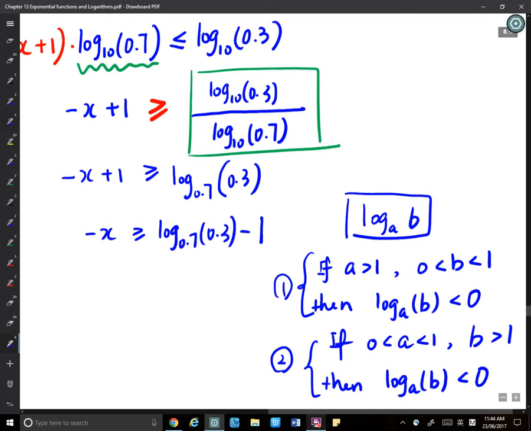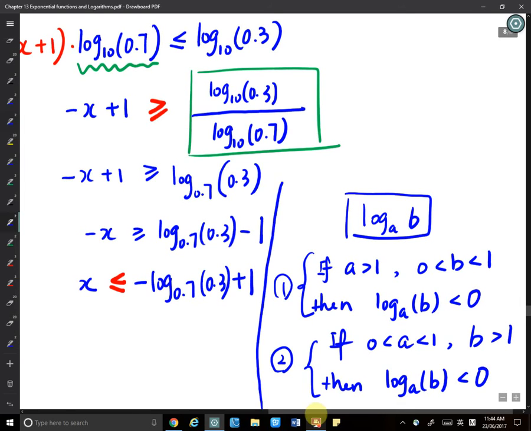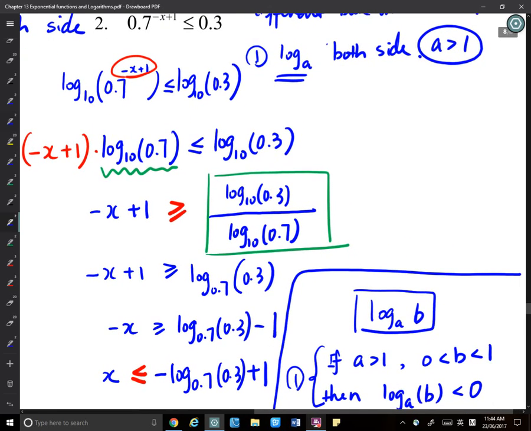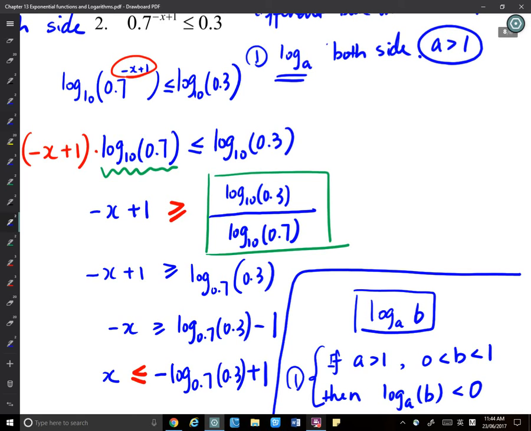And we times minus 1 on both sides. The sign for x will be swapped again here. x is less than or equal to minus log base 0.7 of 0.3 plus 1. This is a long question. That's how we can solve these inequalities.